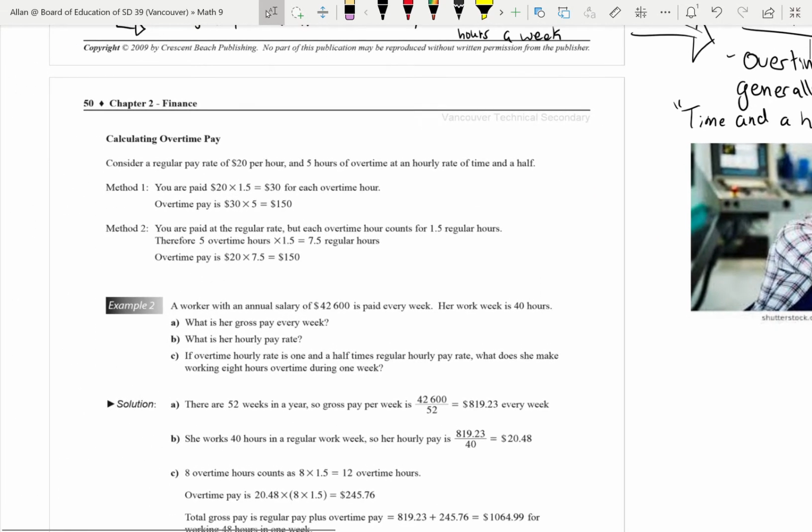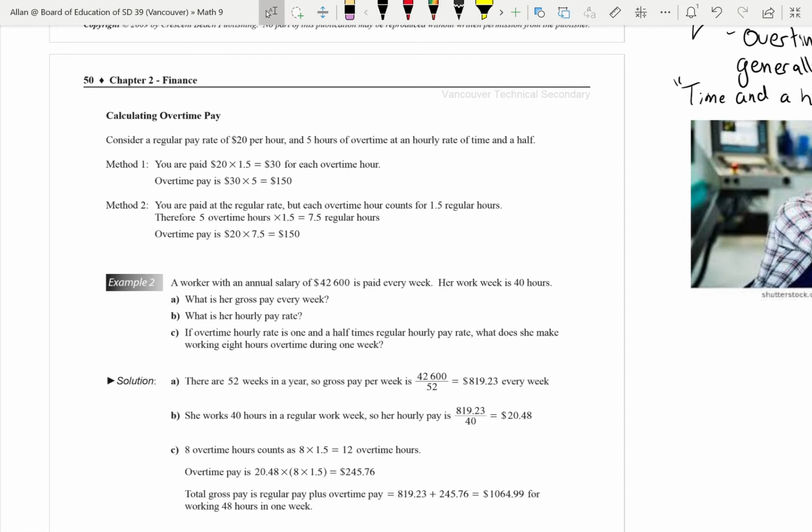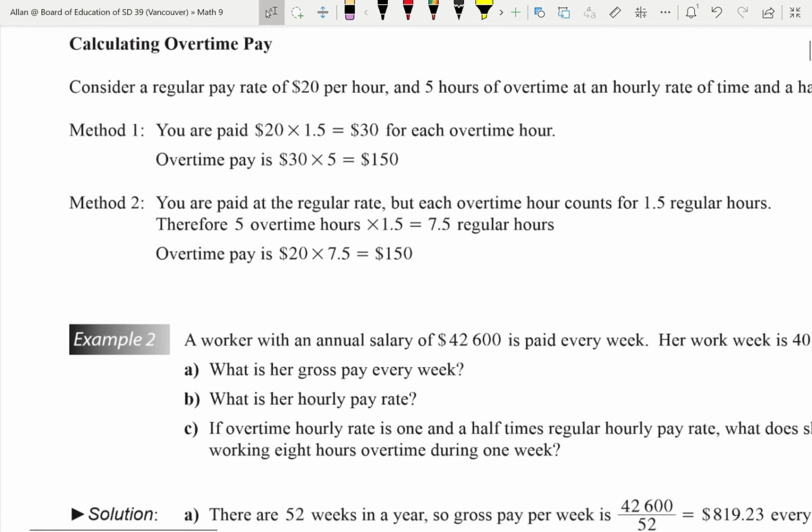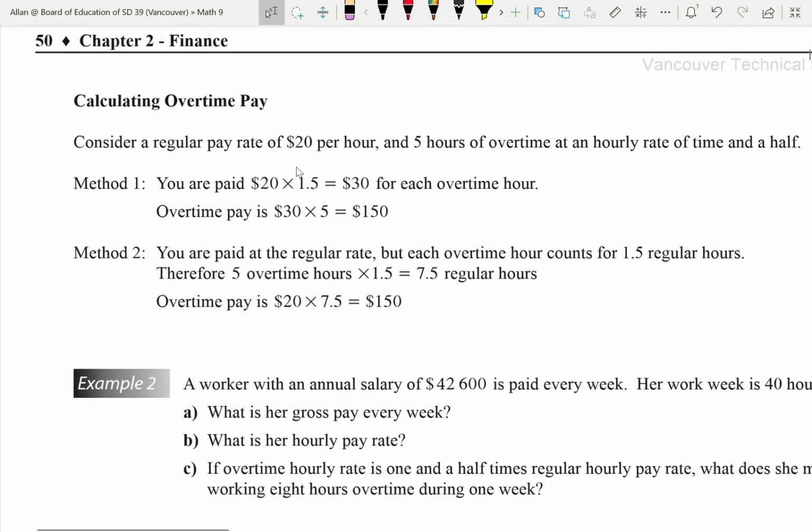So calculating, a couple ways you can do it. They have 2 methods here. So number 1, if you get paid $20 per hour and you work 5 hours of overtime at an hourly rate of time and a half. So this part right here, I'm going to take as 1.5 times. The way you can think about that is you're paid $20 an hour, you multiply that by 1.5. So at each hour you work, you're actually getting paid $30 for overtime.